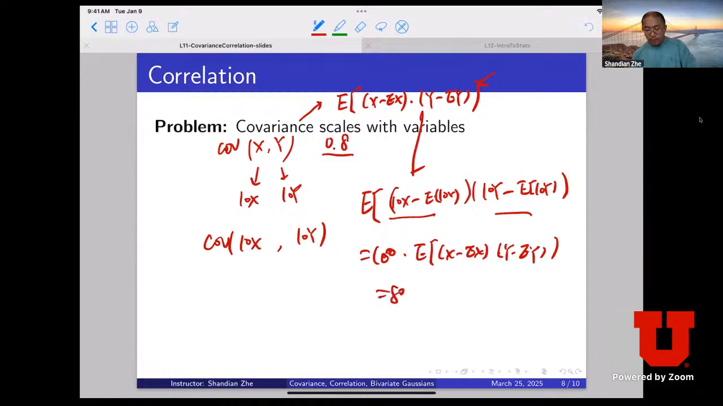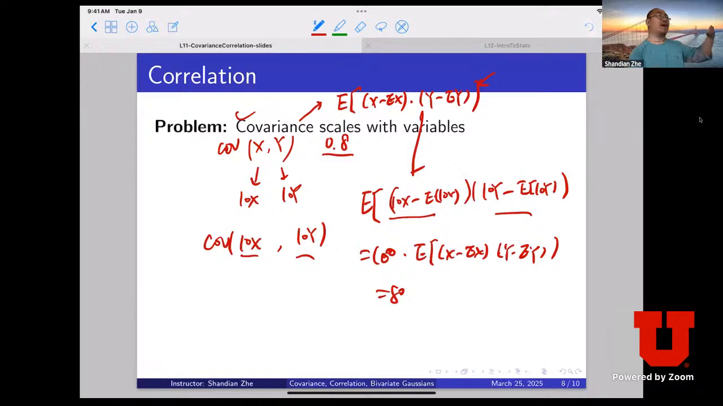But obviously it makes no sense to say that 10x and 10y are more correlated than x and y. They should have the exact same correlation level. They shouldn't be affected by the skew. That's the issue with the covariance definition. The covariance skews with the variables.